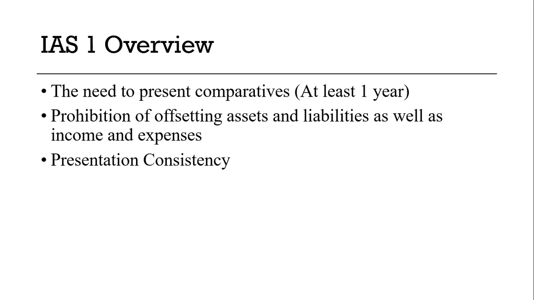The standard prohibits the offsetting of assets and liabilities as well as income and expenses. Of course, this will give rise to misleading reporting. So the standard is clear, it says assets and liabilities must be separated and presented as they are.